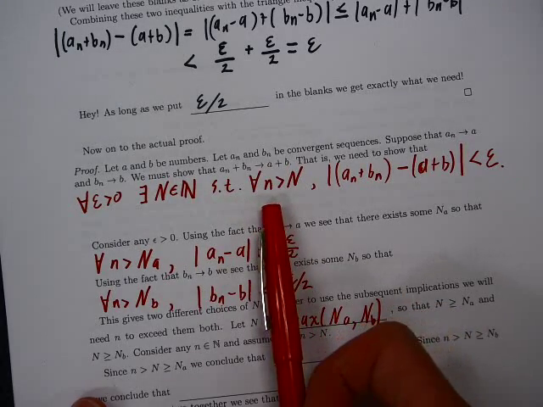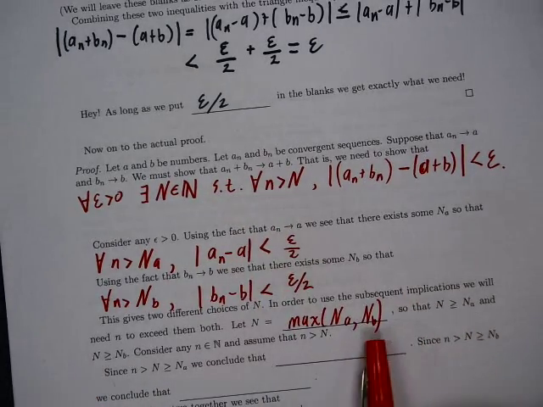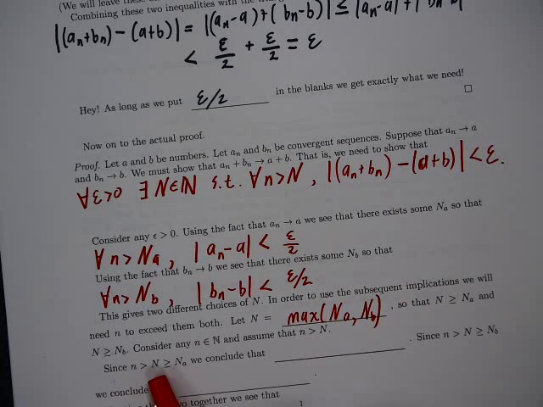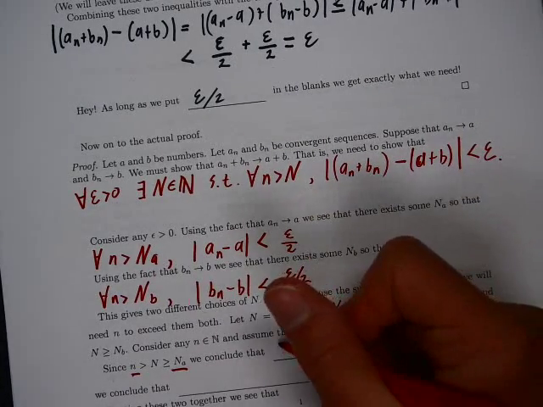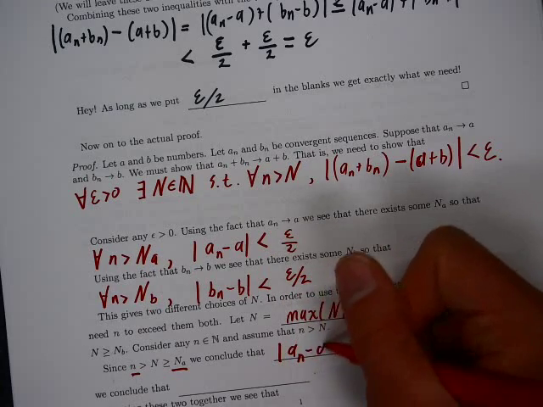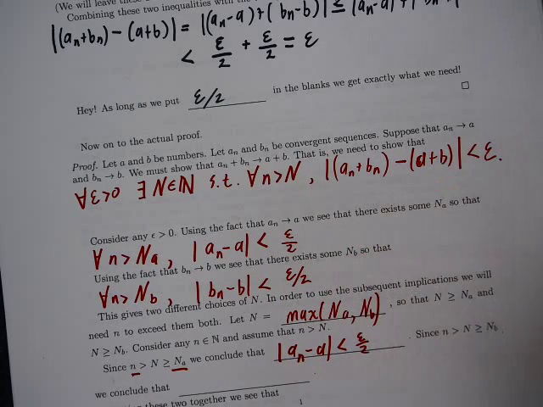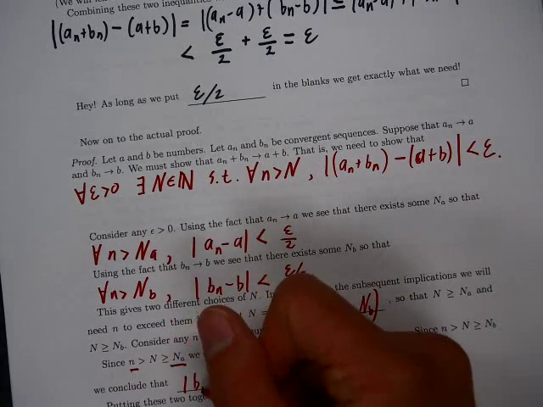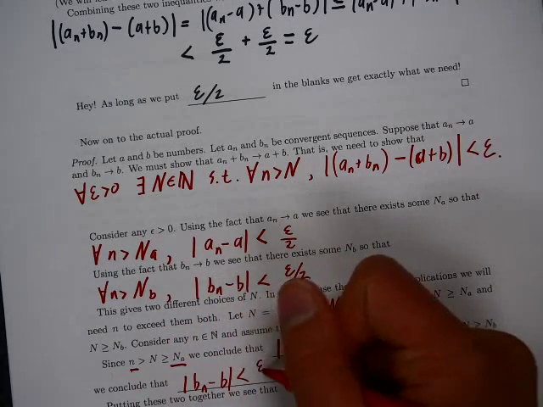Now we need to prove something about every little n bigger than big N. Now consider any little n in the natural numbers and assume that little n is bigger than big N. Well, since little n is bigger than big N, and big N being the max of two things is bigger than or equal to each of those two things, in particular N sub a, we conclude little n is bigger than big N sub a. So we can use this. We can conclude that the absolute value of a sub n minus a is less than epsilon over 2. Same reason, since little n is bigger than big N, which is bigger than or equal to big N sub b, that means little n is bigger than N sub b by transitivity. So the absolute value of b sub n minus b is less than epsilon over 2.